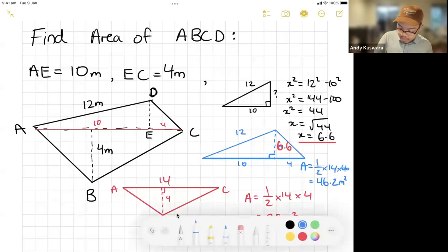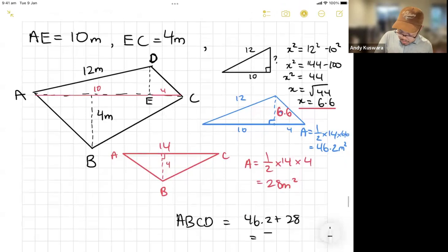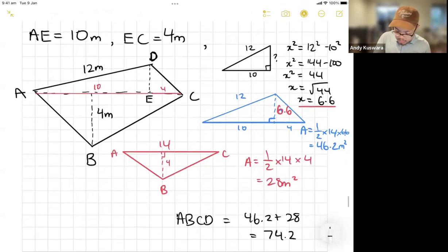And so what's the total area? That means ABCD. The total area is 46.2 plus 28. I'm sure you can figure that out, which would be 74.2 meters squared. All right, hopefully that helps.